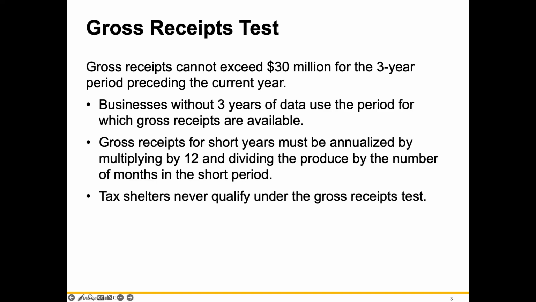We're also looking at exclusions of tax shelters. Tax shelters cannot qualify under this gross receipts test to see if we can use cash versus accrual. This is due to stricter tax regulations aimed at preventing tax shelters from taking advantage of more favorable accounting methods. This test ensures that only qualifying businesses can use the cash accounting method, and this provides flexibility in recognizing income and expenses based on cash flow.